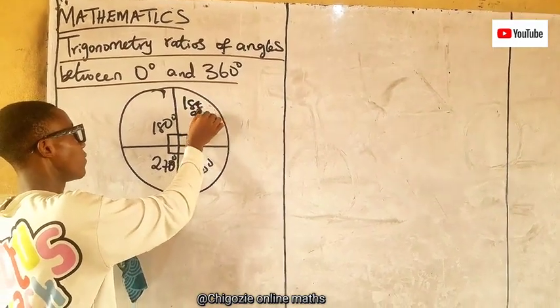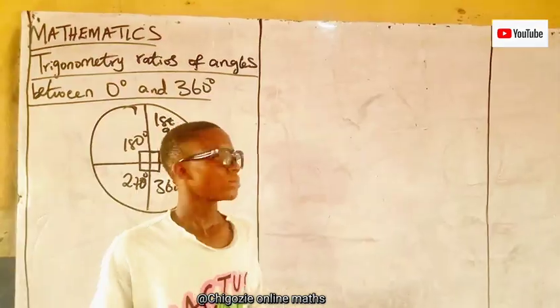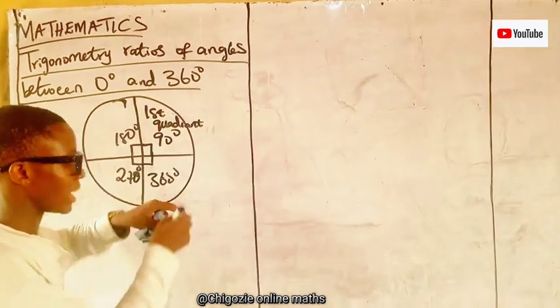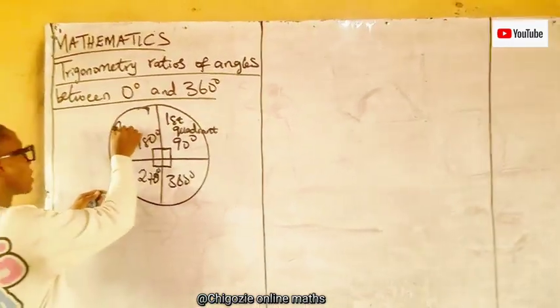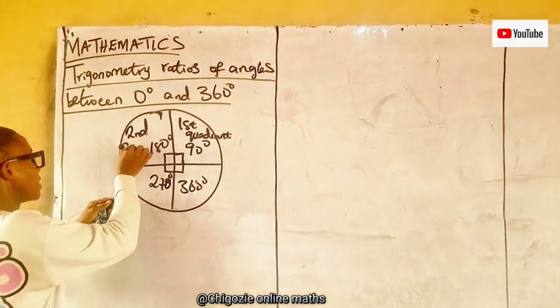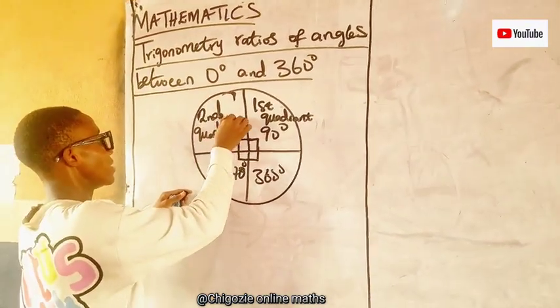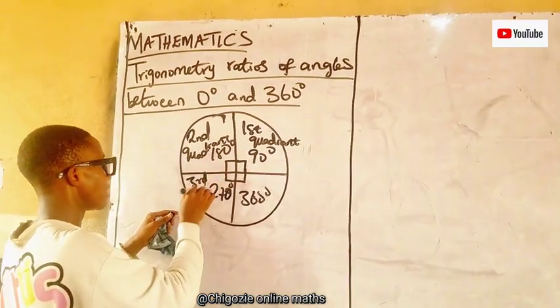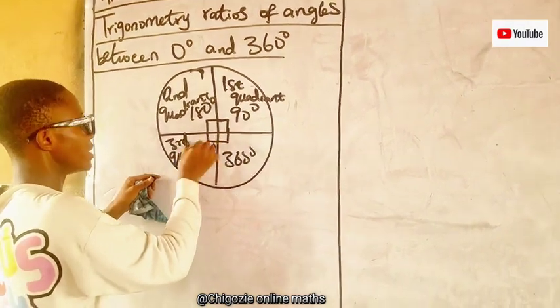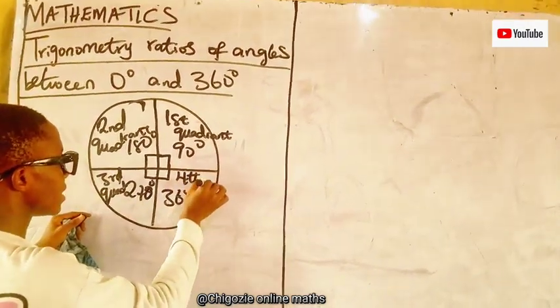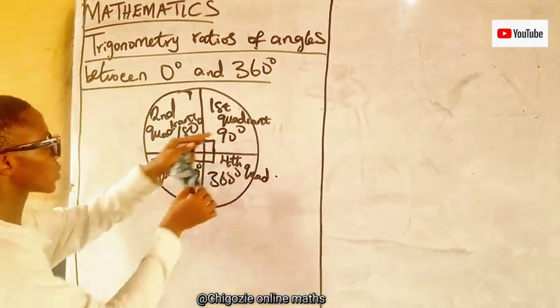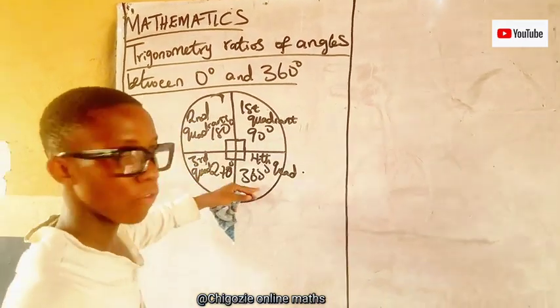In this topic, here is called the first quadrant. Here is the second quadrant. Here is the third quadrant. And here is the fourth quadrant. This is how it is numbered: first quadrant, second quadrant, third quadrant, and fourth quadrant.